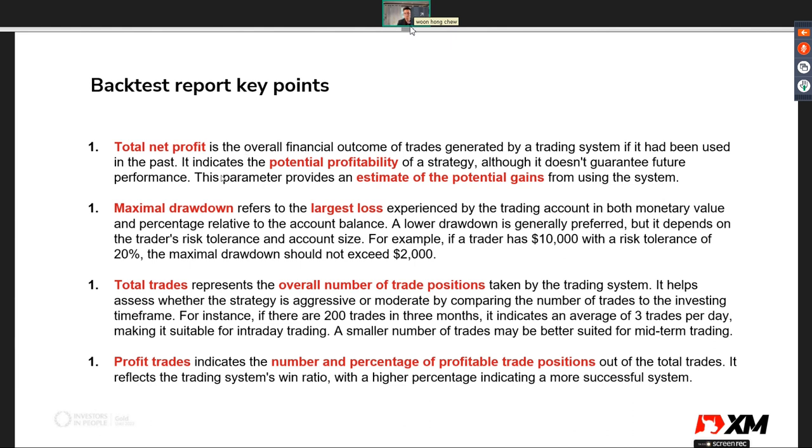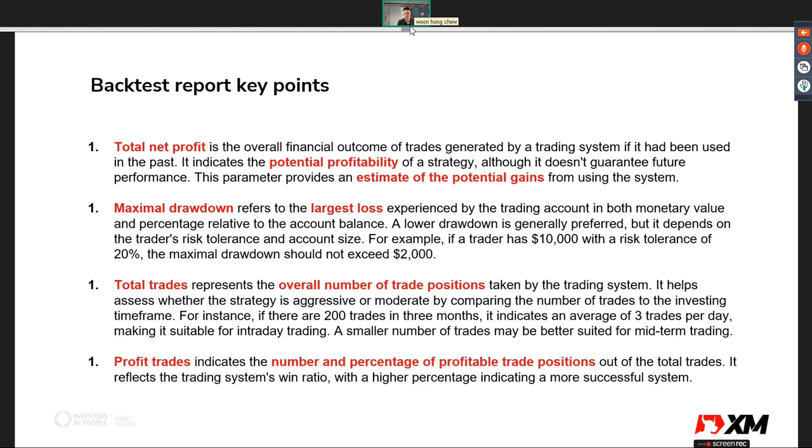This shows how total net profit is the number one most important key point, because it shows whether your strategy is actually profitable and what the estimated potential gains are that you can make in, let's say, a 1 year time. So next would be maximal drawdown.